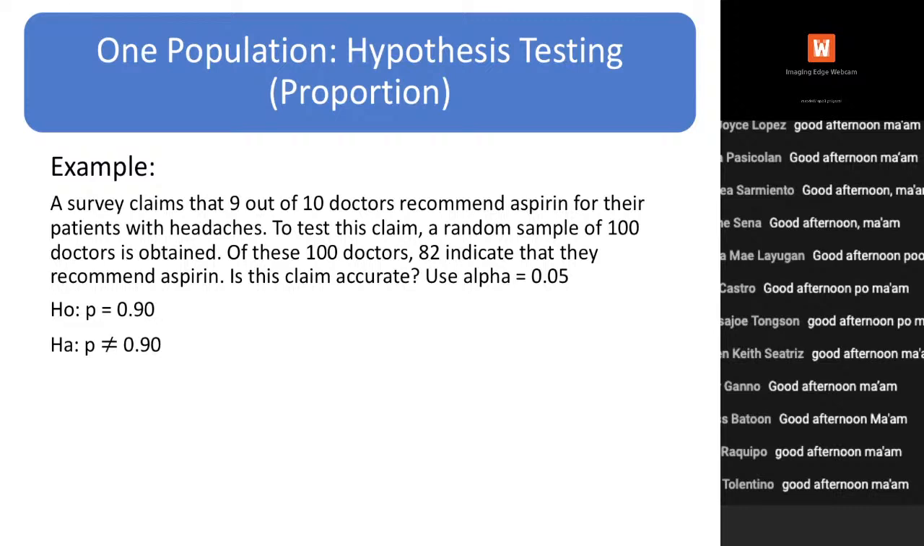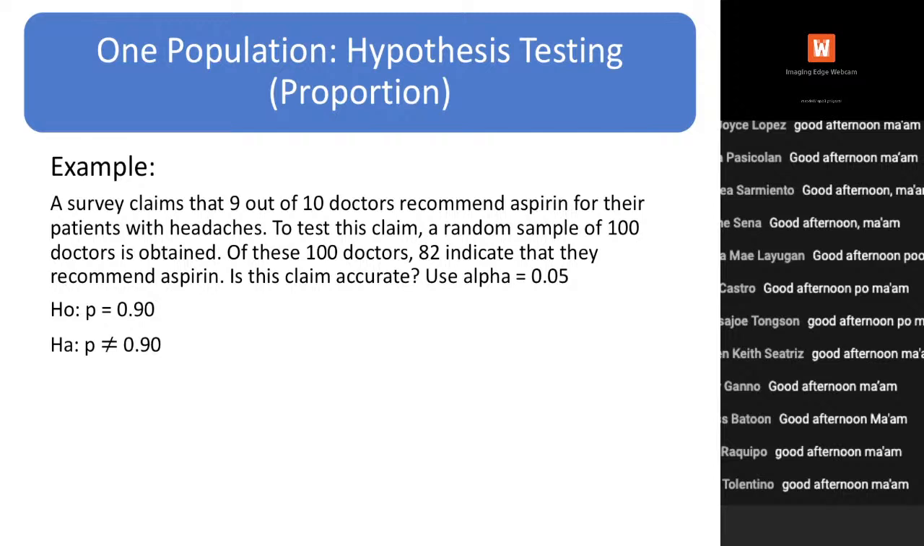A survey claims that 9 out of 10 doctors recommend aspirin for their patients with headaches. To test this claim, a random sample of 100 doctors is obtained. Of these 100 doctors, 82 indicate that they recommend aspirin. Is this claim accurate? Use alpha equal to 0.05. Okay? So step number 1, state your HO and HA.